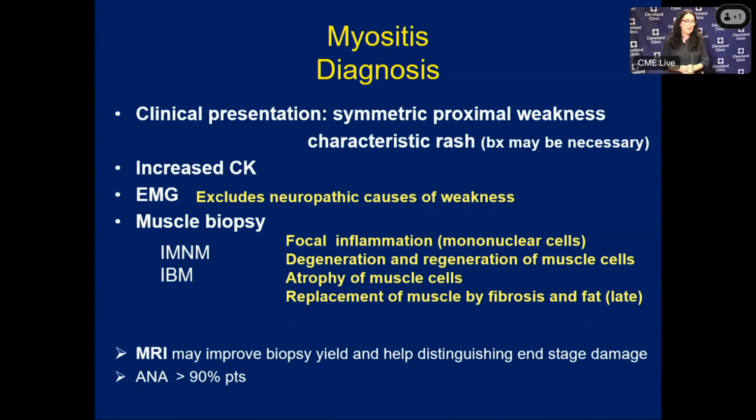These patients have an increased CK associated with the muscle weakness. The EMG test is very nonspecific. However, it helps when there's not a clear picture on physical exam whether the weakness is coming from neuropathy or from myopathy. So in that way, the EMG is helpful. But a muscle biopsy is the definitive test when necessary.